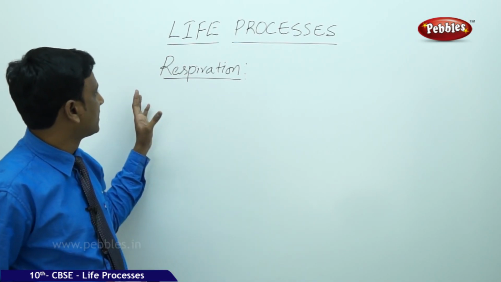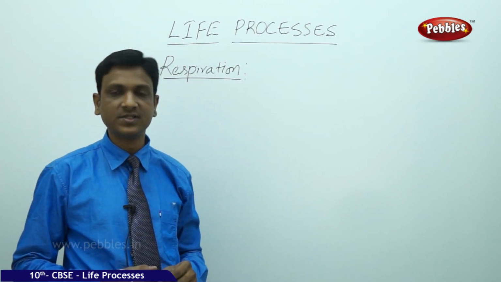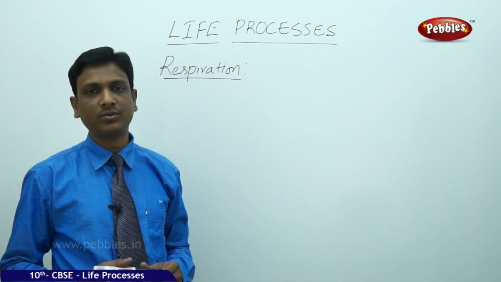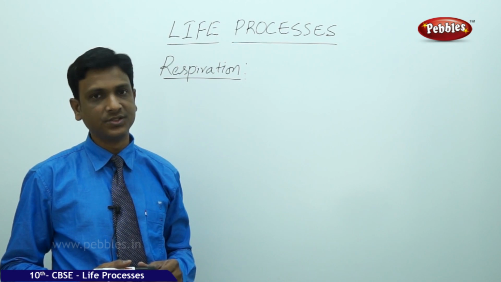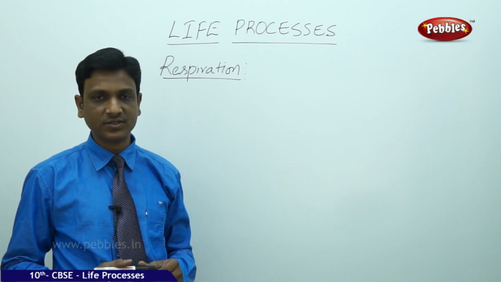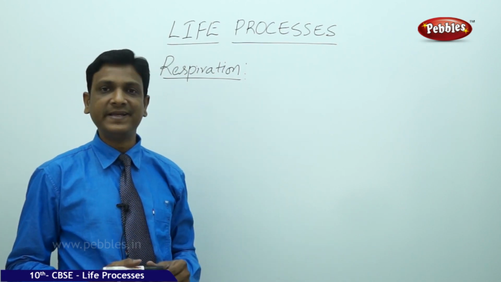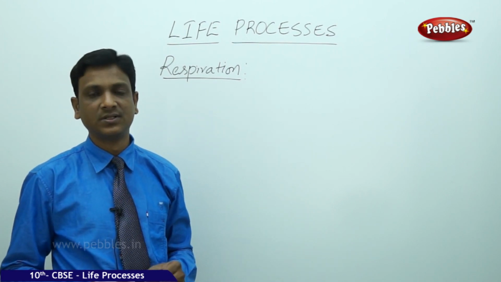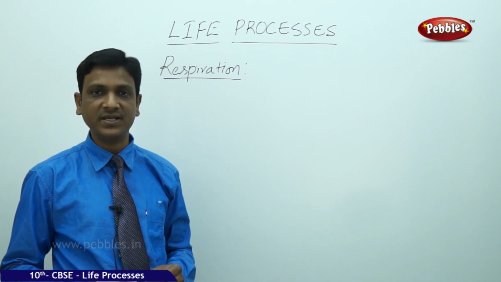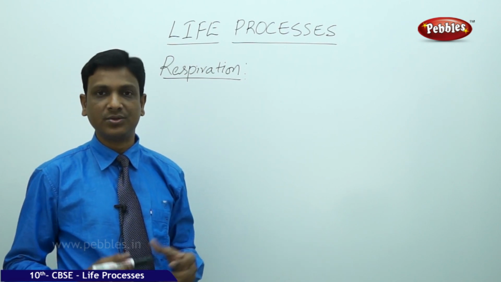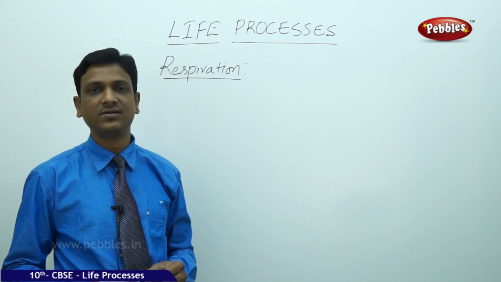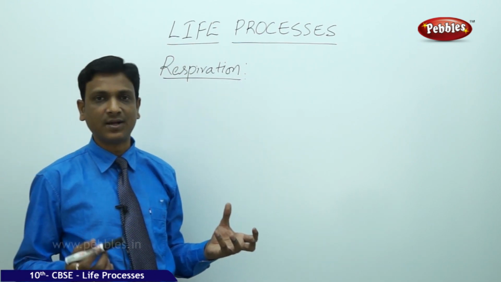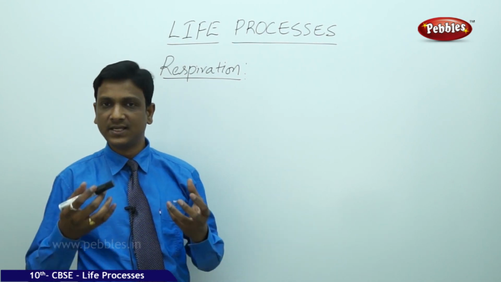Now let us look at the second important life process, that is respiration. We discussed the first life process, that is nutrition. It is a life process by which the needed materials are supplied to the organisms. Why are the materials needed? The materials are needed to get energy to carry out their activities, to survive and to maintain their bodies. So the supply of materials is required, and materials are supplied to the cells.